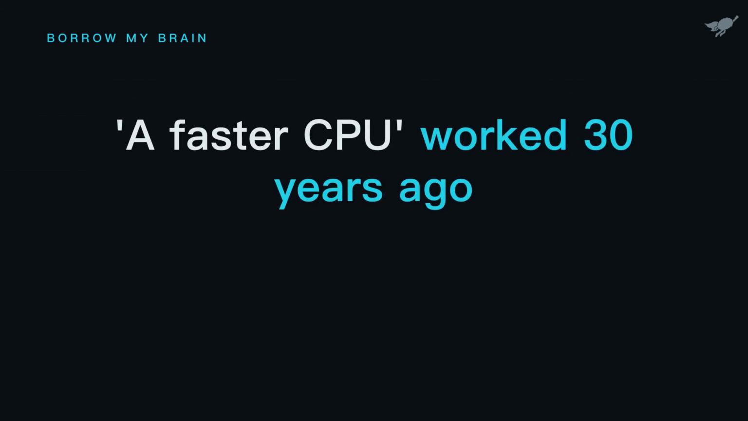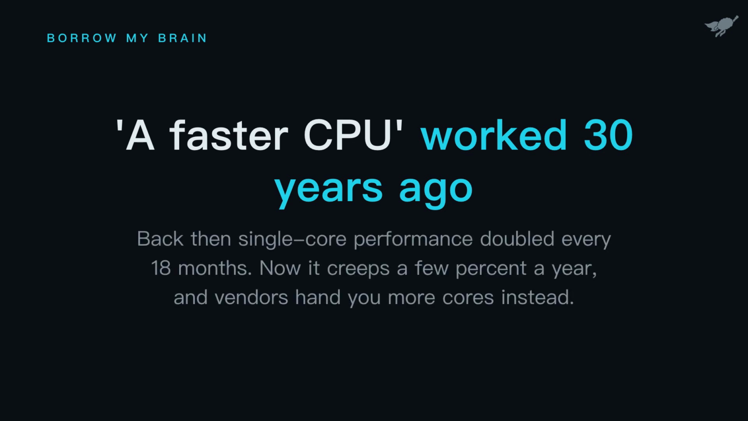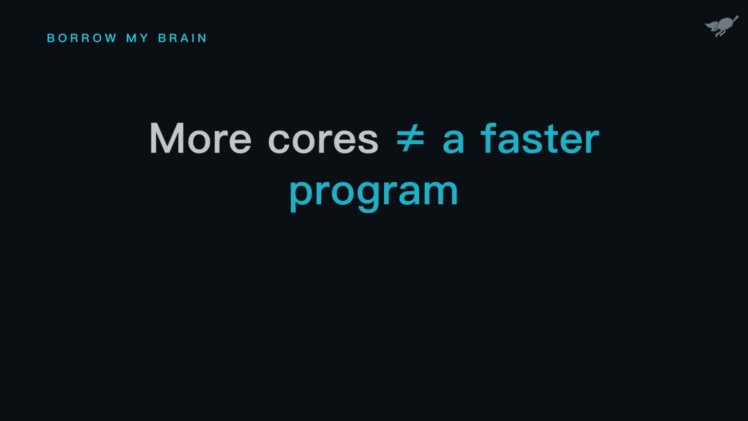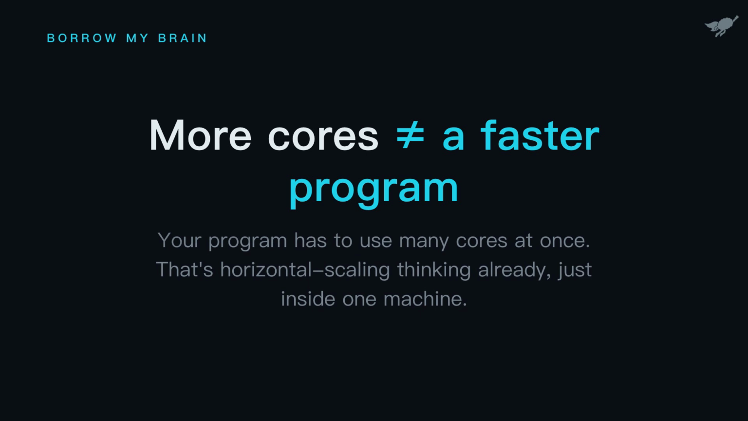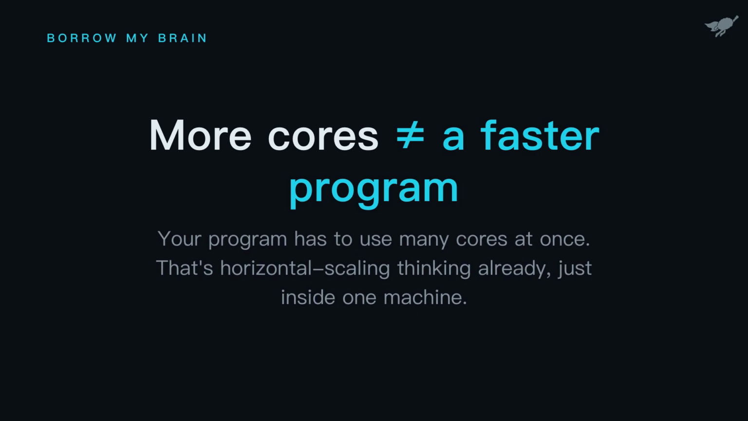The naive idea goes like this. Not enough CPU? Swap in a faster CPU. Done. 30 years ago, that reasoning was correct. Back then, single-core performance doubled every 18 months. You slept, and your machine got faster. Not anymore. Single-core performance now creeps up a few % a year, like squeezing toothpaste. What the vendors hand you instead is more cores. But more cores does not equal a faster program. Your program has to know how to use many cores at once. That's already horizontal scaling thinking. It just happens to live inside one machine.